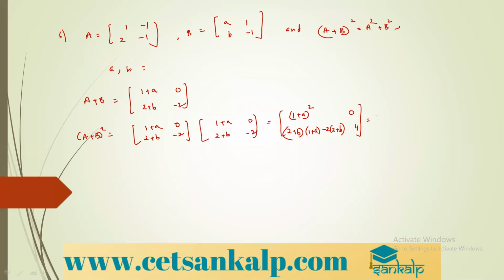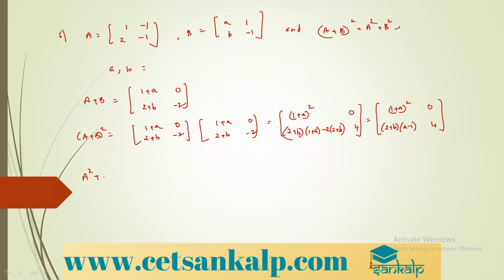Or I can write this one as (1 plus a) whole square, 0. This I can simplify. How will I simplify? I will take (2 plus b) common. So I will have 1 plus a minus 2, that is a minus 1. And then 4. This is what I have for (A plus B) whole square.